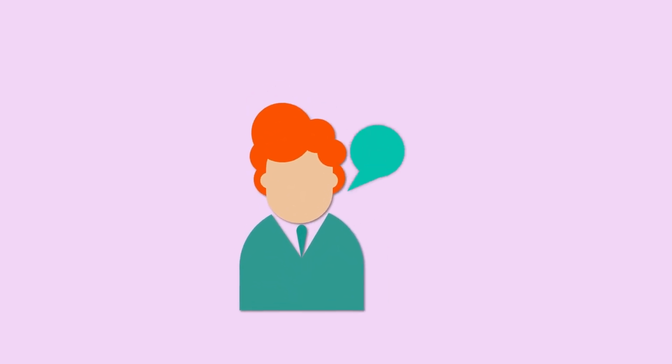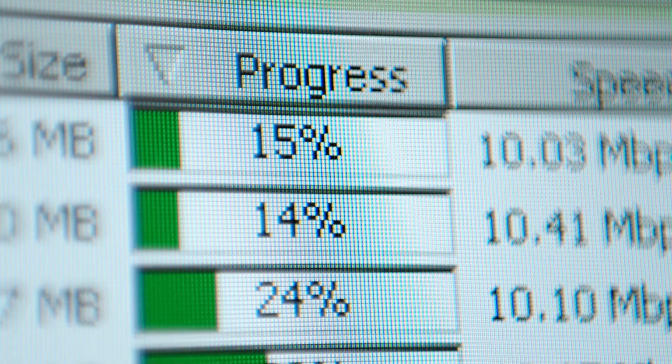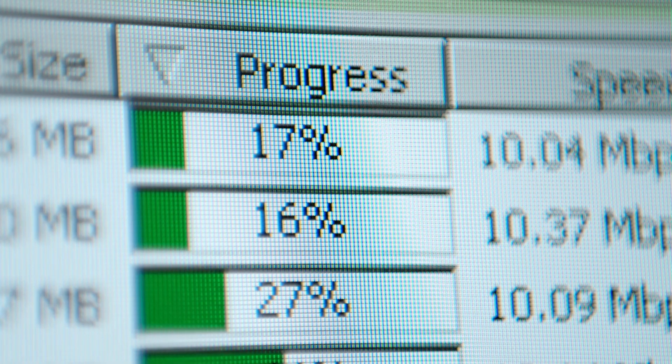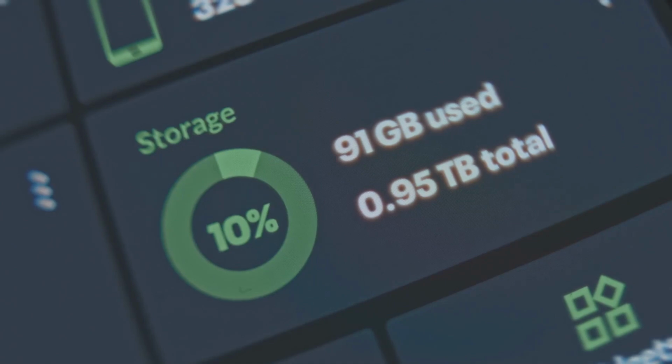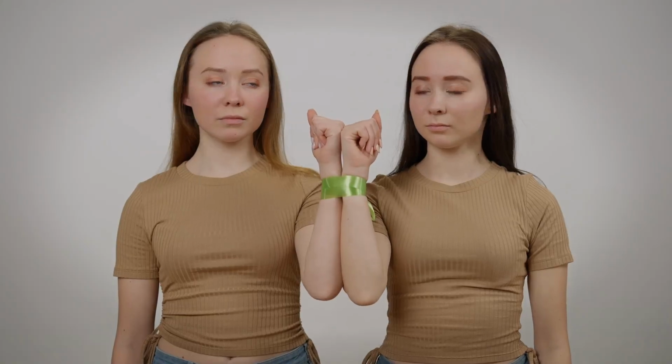Here's a question that trips up a lot of people. What's the difference between a byte and a bit, or a bit and a byte? They sound almost identical, spelled a little bit differently. They're used everywhere in tech, and if you've ever compared internet speeds or checked how much storage you have left, you've seen them. But they're not the same thing, and understanding the differences can save you a lot of confusion.